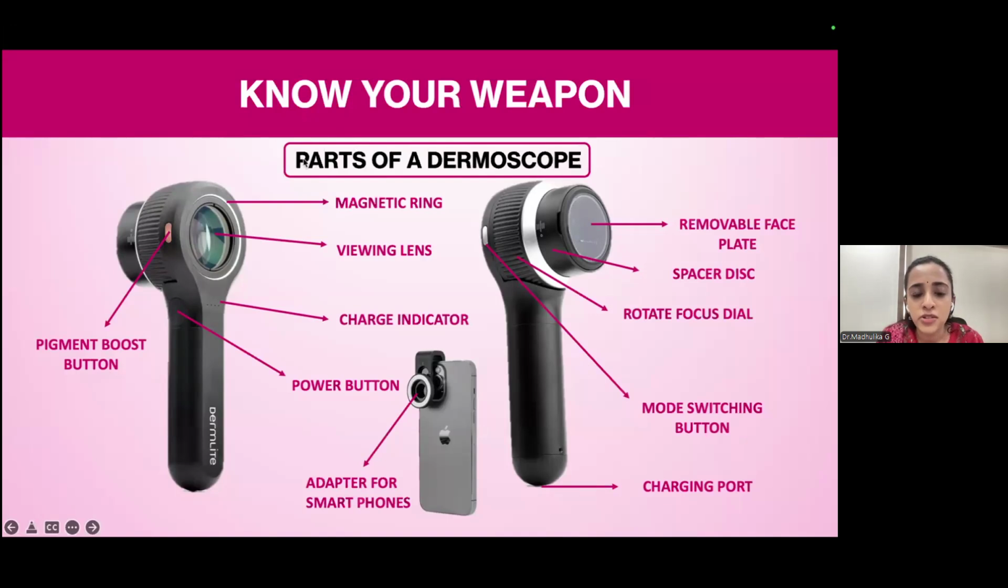So we were talking about the parts of a dermoscope. This is a DermLite DL4, and this goes on to this universal adapter, which you can easily attach to your smartphone. This is the viewing lens. This is the magnetic ring that attaches onto this universal adapter. This is the charge indicator. When your battery is charging, lights will pop up here. This is the on and off button. There are two buttons on the side of the dermoscope. One is a pigment boost button and one is a mode switching button. The mode switching button will help you toggle between non-polarized and polarized lights. And the pigment boost adds an extra layer of orange light to make the pigmentation more prominent.